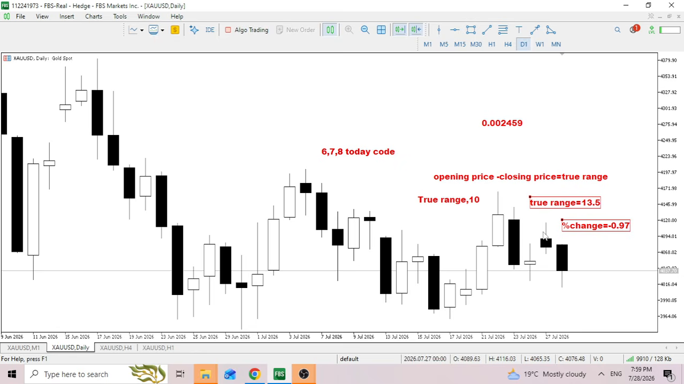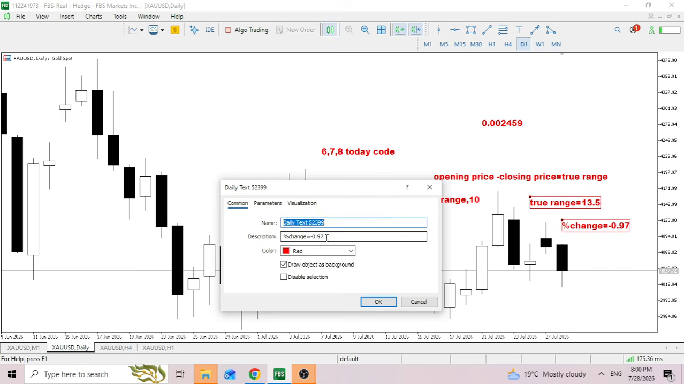So that is not 39. Now we will use 13.25, multiply by 10, multiply by 0.002459. So gold will drop, and the percentage change here is 3, 6, percentage change there, 265.